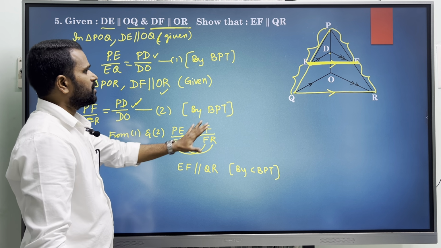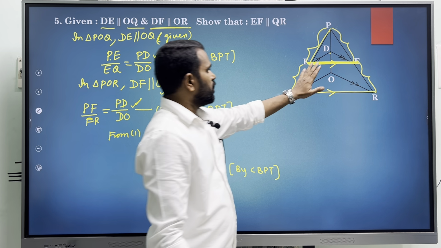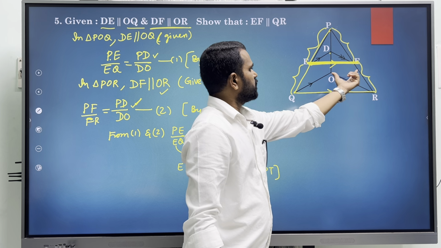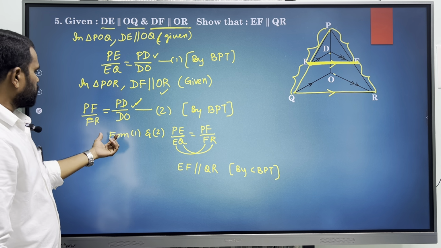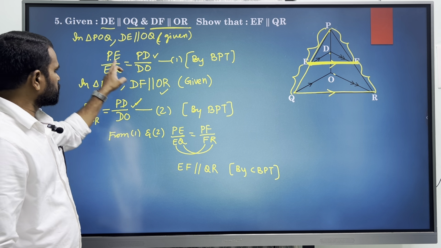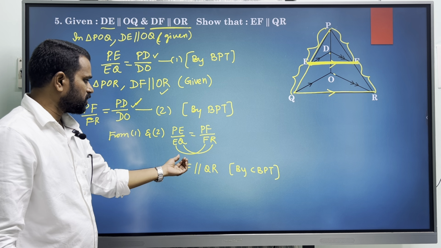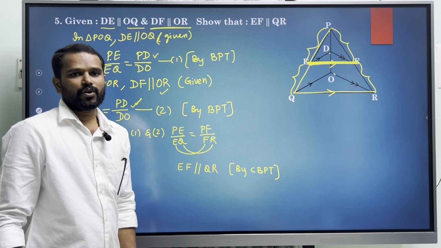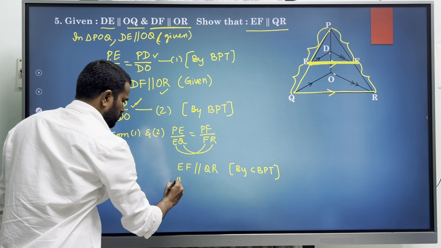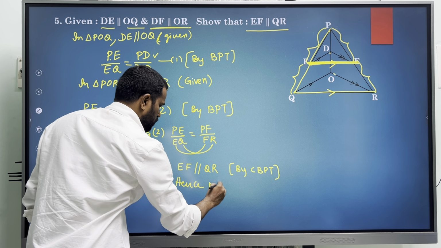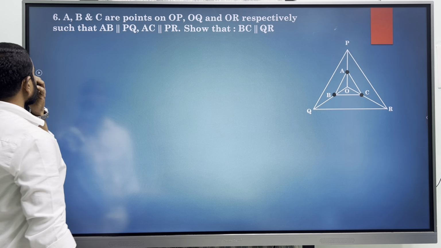Understand? This is regarding this theorem, this particular problem. So first we did this triangle, then this part of the triangle, then when we looked into equations 1 and 2, we got PE by EQ equal to PF by FR, which eventually brought us to EF parallel to QR. Okay, hence proved. Let us see the next question.